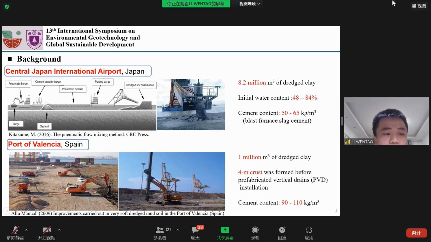While in the construction of the port of Valencia, Spain, about 1 million cubic meters of dry clay was stabilized. At this site, a 4-meter thick crust was formed before the installation of the PVD pipes. So to promote the use of chemically stabilized clay slurry, there are two questions that we want to deal with. The first one is to reduce the use of cement, to reduce the carbon emission as well as the construction costs.